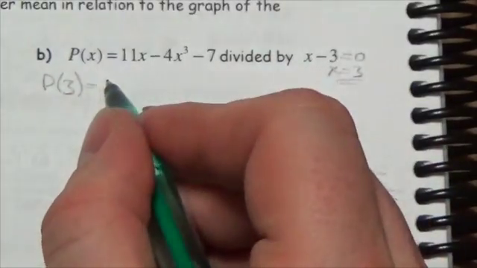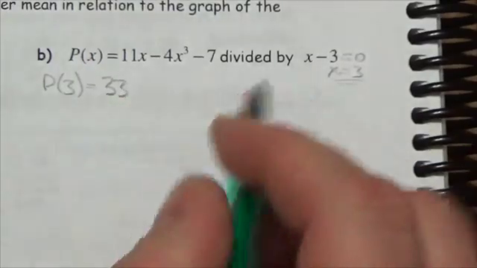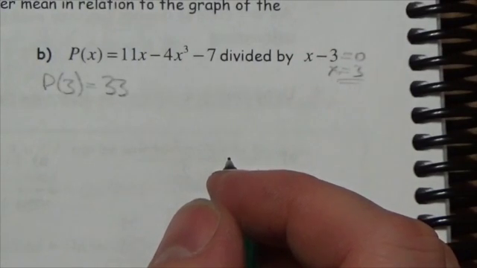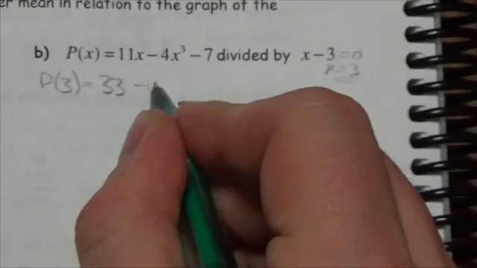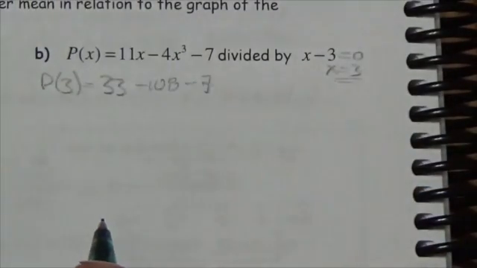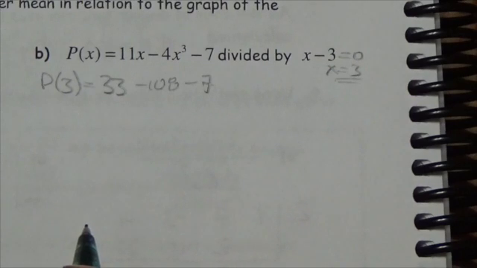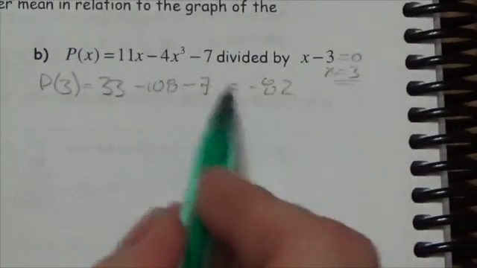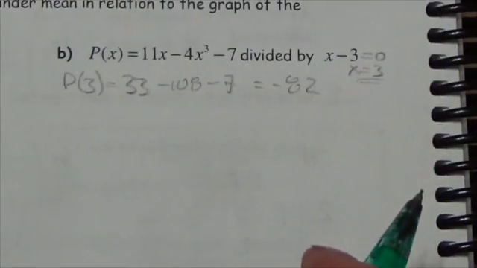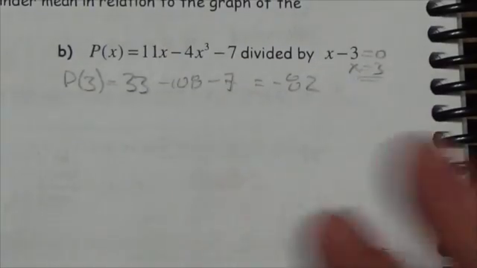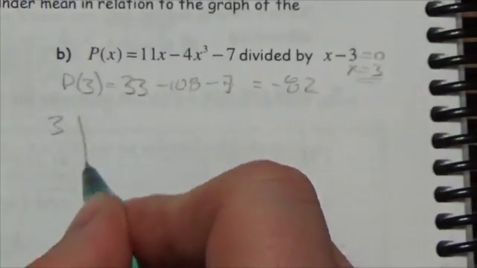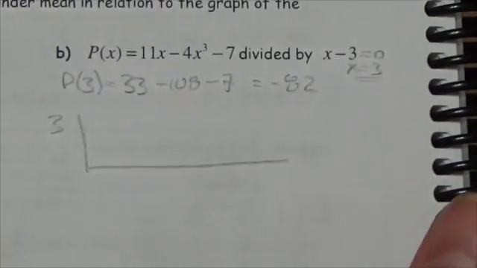So that's going to be, okay, I'll do some pieces here. 11 times 3 is going to be 33. 3 cubed is 27, and 4 times 27 is 108, minus 7. So 33 minus 108 minus 7 is equal to negative 82. All right, so there's my remainder. At least that should be my remainder. Now I'm going to double check that using synthetic division. I'm not going to do synthetic division twice here. I'm just going to use the first method that I showed you. So I'm going to grab that 3, the value that makes the divisor equal to 0.